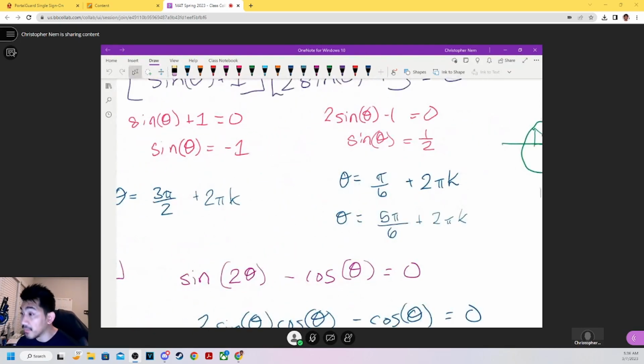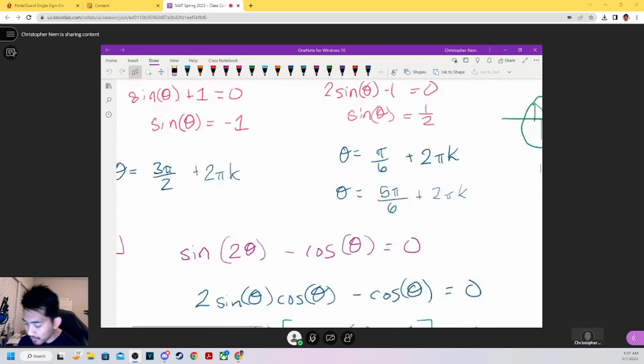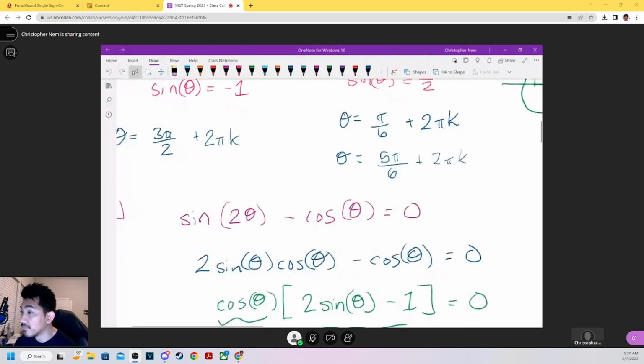So let's work on another problem. I have sine 2 theta minus cosine theta. Now, we like to have all of our trig functions the same, so I need to turn this sine 2 theta into a cosine theta. The best way to do that is a double angle formula. So if I use a double angle formula, I turn it into 2 sine theta cosine theta minus cosine theta equals 0. I can factor out by GCF, greatest common factor, of cosine theta. Boom. I'm left with this.